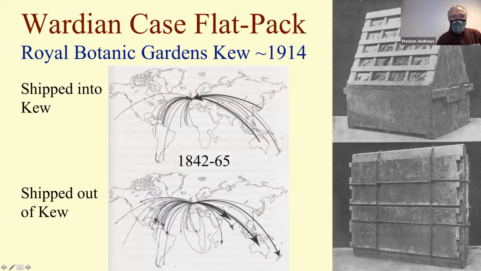And between the years 1842 and 1865, when William Hooker was the director at Kew, they shipped about 400 boxes of Wardian cases into Kew, and almost that many were sent out from Kew to the colonies. And you can see where some of them are coming from. They got a lot of plants from Australia and a lot of plants from Japan, some from South America, Hawaii, but they sent a lot of plants to India, as you would expect the British would do, a lot of plants to Australia and to New Zealand.